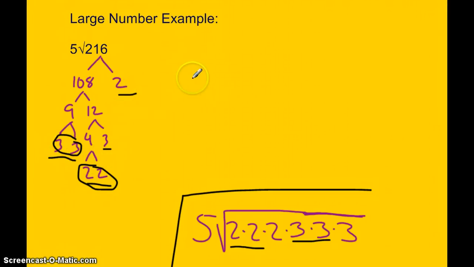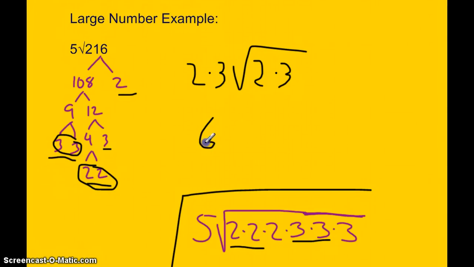The pairs come outside and become 1. I have a 2 and I have a 3. And on the inside, I still have a 2, and I still have a 3. And so that represents my pair of 2's, my pair of 3's, my lonely 2 and my lonely 3, which gets me to my answer of 6 radical 6. You don't necessarily have to write out the prime factorization like you see at the bottom. This is how most of you would do this problem.